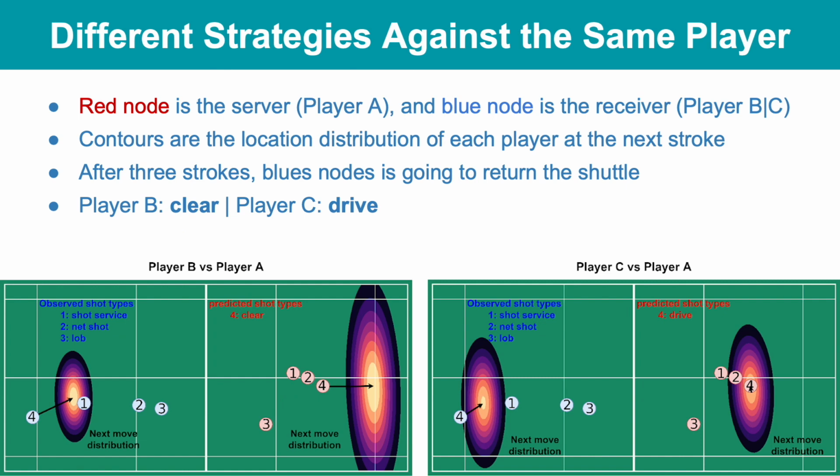The second scenario is to investigate different strategies against the same player. Similarly, given the 3 strokes, we aim to observe the tactics of both players at the 4th stroke. From the figure below, we can see that player B is likely to return a clear to mobilize player A to the backcourt, while player C is more likely to return a drive straight to player A, which is more aggressive than player B. As a clear has a longer flight time, player B has more time to move to the defense position, while returning a drive has a shorter moving distance.